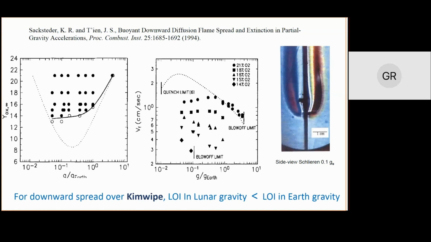Okay, that's significant. Another thing, Kurt's experiment is using Kimwipe, a very thin paper, because that gives you a fast response. You only have 20 seconds. So we find the LOI, the limiting oxygen index, in lunar gravity is less than the LOI at Earth gravity. That's probably the most significant of his work. And in the middle, you have flame spread versus G, which shows the opposed flow. It is downward spread, and it's not terribly sensitive to G level.